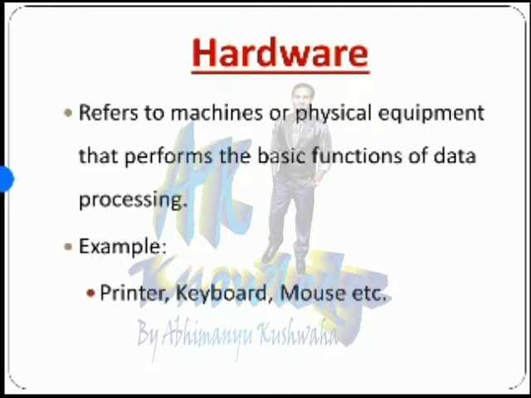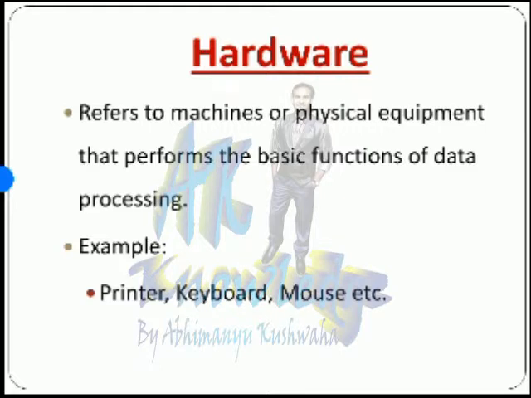Hardware. What is hardware? It refers to the machines or physical equipment that perform the basic function of data processing. Examples: printer, keyboard, mouse, etc. These are hardware. As we earlier discussed, a computer is a combination of hardware and software. So whatever the device is, it is called hardware. We can categorize them into input devices and output devices, with examples like printer, keyboard, mouse.